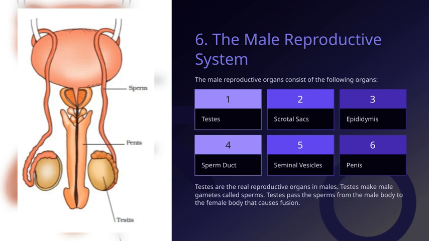Connecting all these parts is crucial because each one plays a specific role in the process of reproduction, which is a central theme of this presentation. Understanding how these organs work together helps us appreciate the complexity and efficiency of the male reproductive system.